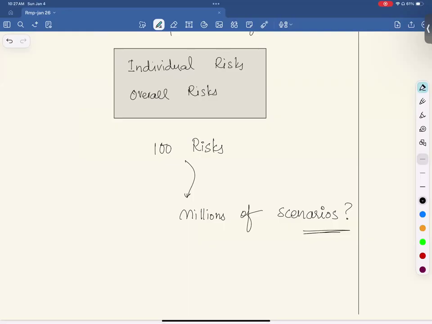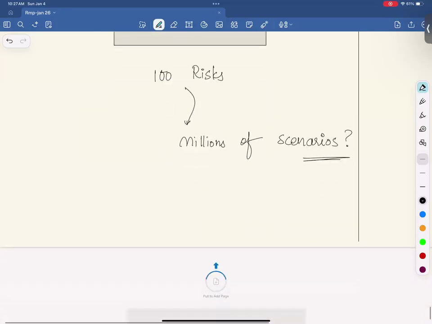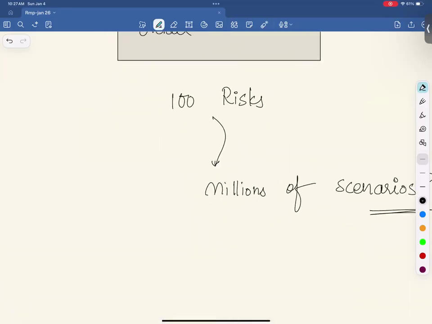Probability of risks happening at one time, or we can say in parallel. If one risk occurs one time, if two, three risks occur, it makes sets of different risks that are occurring. That's right. Absolutely. For example, if just one risk is occurred out of 100, there are 100 different scenarios.